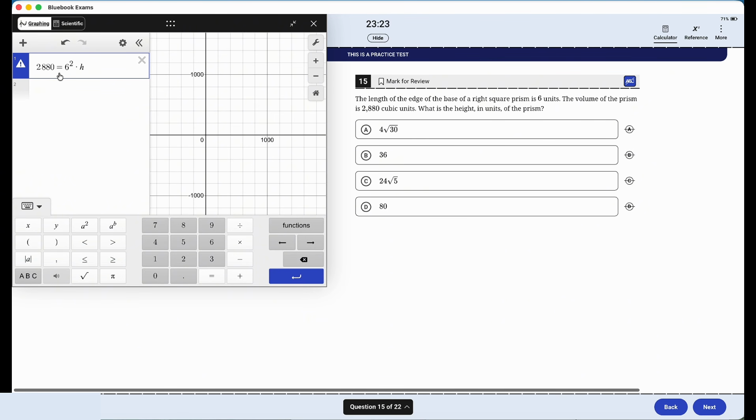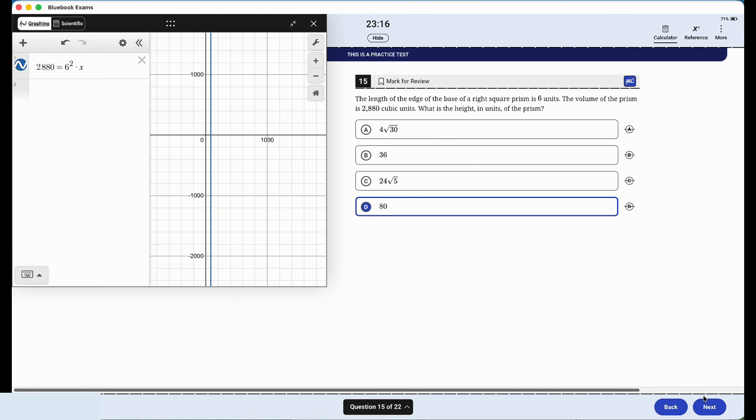And Desmos can calculate it. You just need to make height x, right? When you have an equation, the unknown has to be x for Desmos to solve it. There it is. I can click on it, and it's 80.